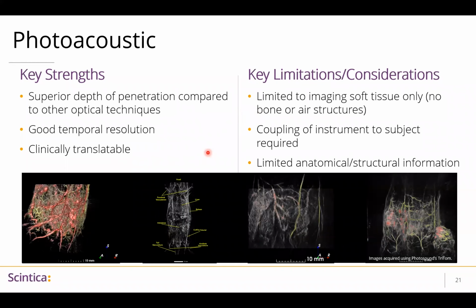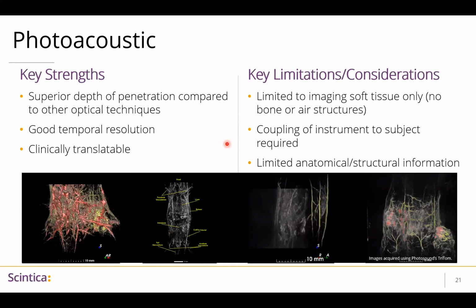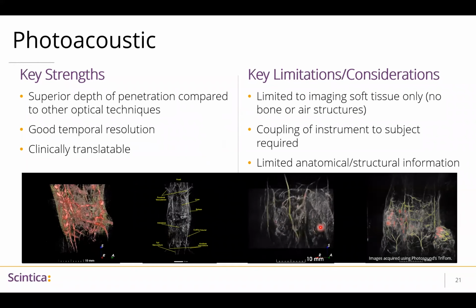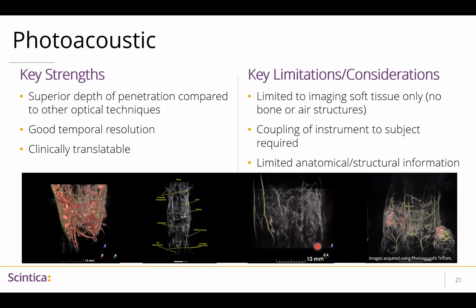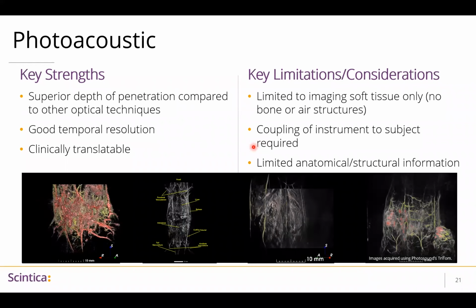And there can be some limit to the amount of anatomical or structural information. So again, you may want to co-register this with other imaging modalities. But as we can see here, we can make out some of the organs, like the kidneys, the spleen, and the main vascular structure, to be able to identify where we are looking within the different regions of the body.